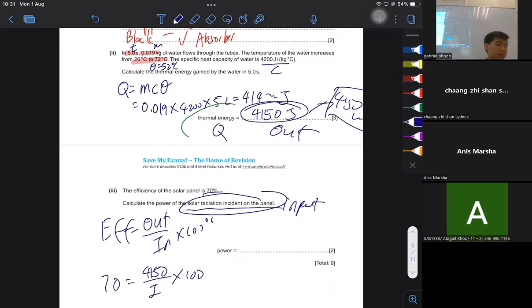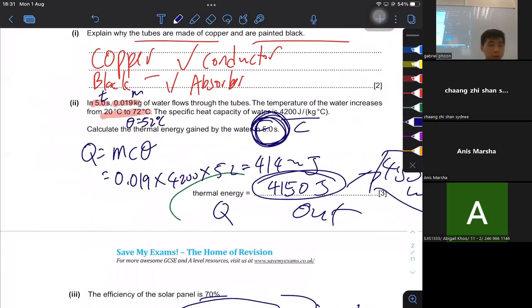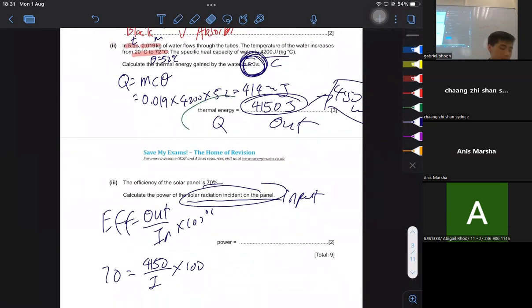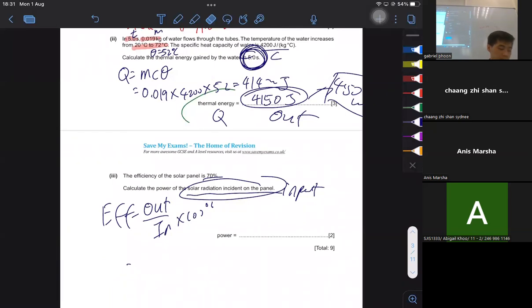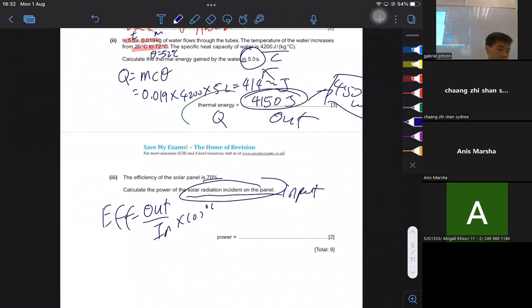Oh, sorry, I've mistaken this for another question, guys. This is in 5 seconds. Sorry, my bad. Guys, pay attention. I forgot to include this piece of information, which is 5 seconds. I assumed that this was in 1 second, which is clearly wrong. So you're supposed to convert the energy into power first, which is 4150 divided by 5, which you're going to get number 830.